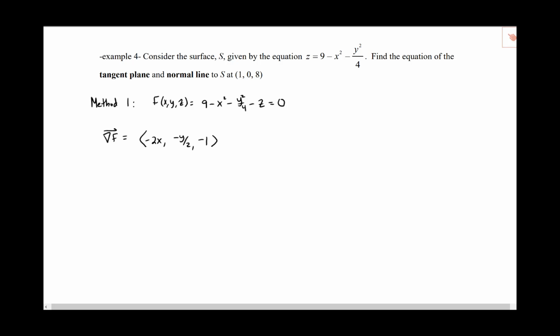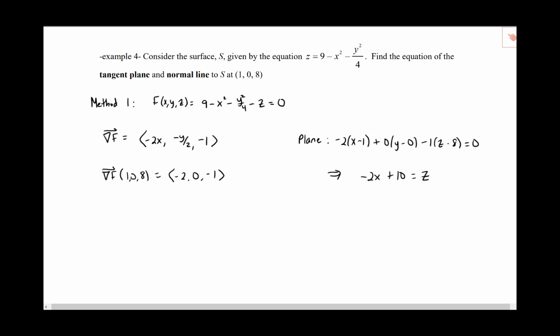Then we need to evaluate that at our given point. And so evaluating the gradient at the point 1, 0, 8, we get -2, 0, -1. Now writing the equation of the tangent plane, just like we did in the previous example, we have -2 times (x minus 1) plus 0 times (y minus 0) minus 1 times (z minus 8) equals 0. We'll clean that up just a bit by distributing and combining like terms to obtain the equation of our plane, -2x plus 10 equals z.